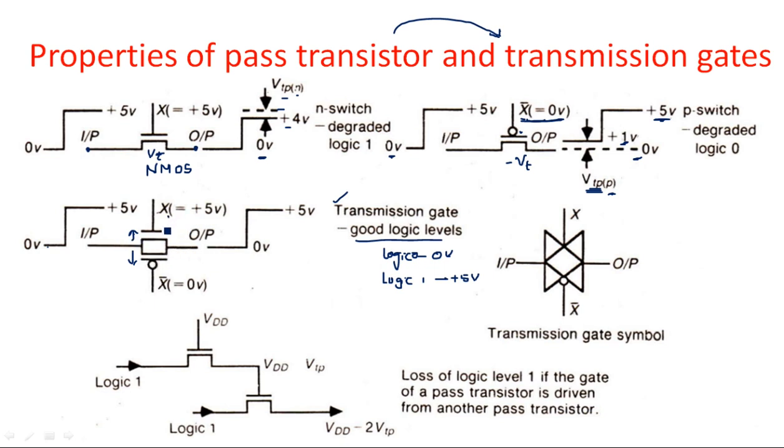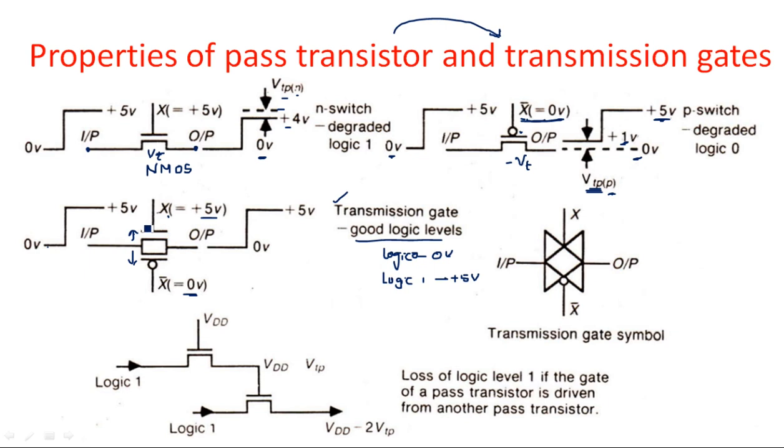See the control inputs we are giving. The NMOS transistor is set to be on when we give plus 5 volts, and the PMOS transistor is set to be on when we give 0 volts. So it is fixed, because we are making the transmission gate on. Now what about the output? See here, the NMOS transistor is suffering from degraded logic 1 and the PMOS transistor is suffering from degraded logic 0.